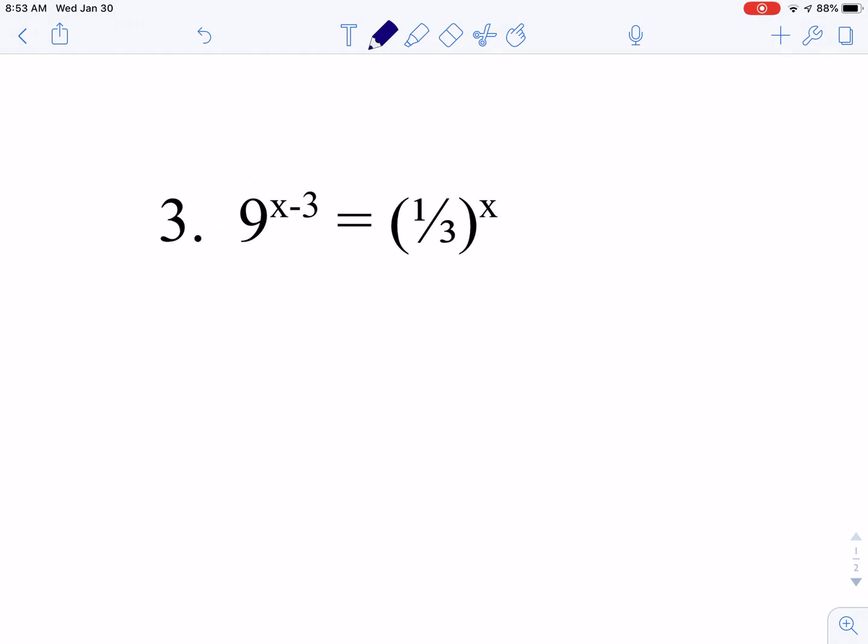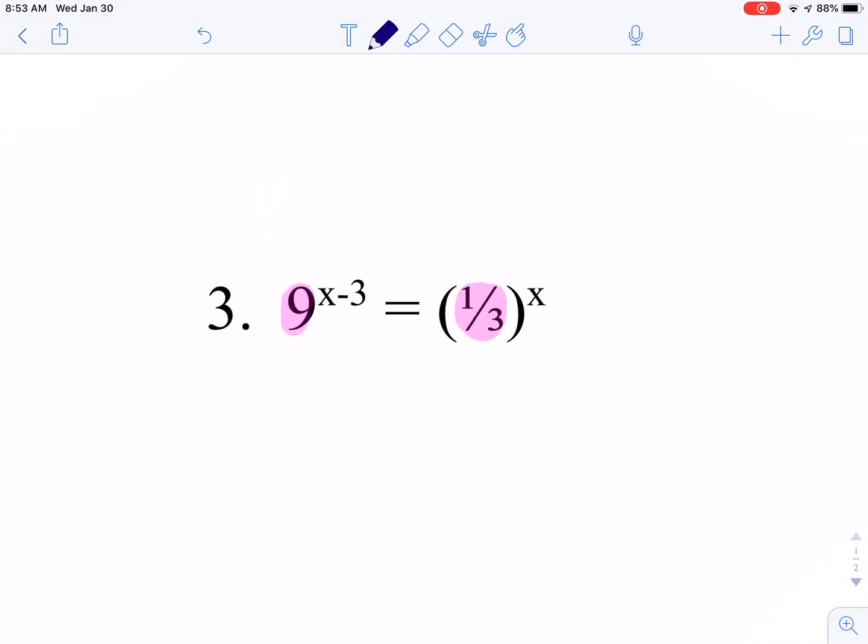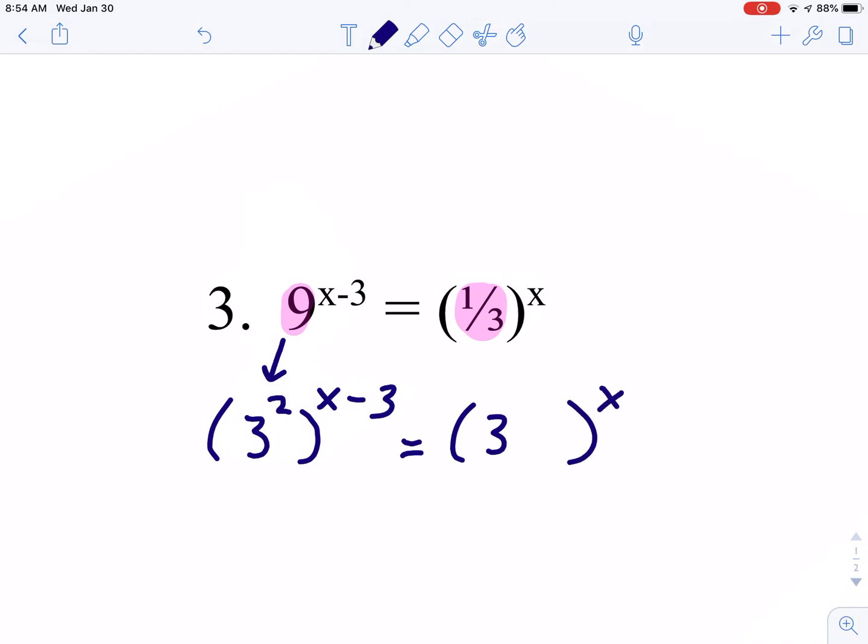All right. So we look at this one again and we see we have a 9 here and a 1/3. We think, okay, can we write this as a power of a smaller number? The hope is that you would recognize that 9 is 3 squared. So you can rewrite 9 as 3 squared. So instead of 9 to the x minus 3, it's 3 squared to the x minus 3. What that means then is that this must be able to be written as a power of 3.